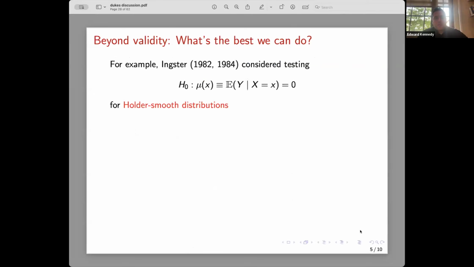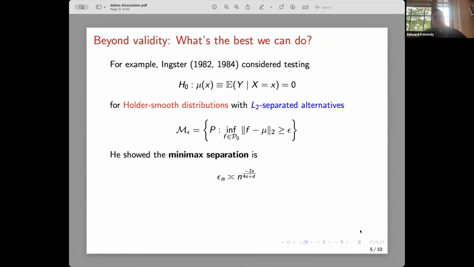And so yeah, just a quick example that Ingster studied in the 80s is testing whether a regression function is 0. And so you can think of this as being roughly similar in some ways to this heterogeneity testing problem, where you might want to test whether a difference in regressions is equal to its average or something. And here in a lot of this work, people are thinking about classic non-parametric models like smooth distributions where you have some number of bounded derivatives. In this case, you could think about L2 separated alternatives. So alternative distributions where the regression function is more than epsilon away in this L2 norm. And so in this problem, the minimax story is well understood, and this minimax separation looks like the following. It's n to the minus 2s over 4s plus d.